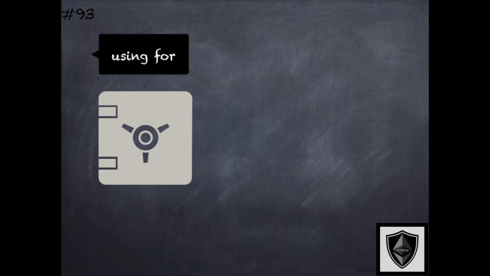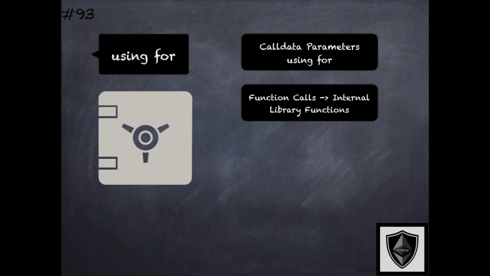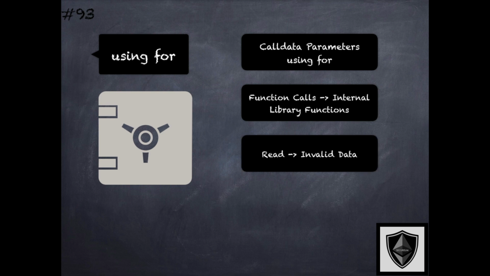There was a compiler bug related to the using for primitive in Solidity. Recall that this primitive is used for calling library functions on specific types used within the smart contract. In this case, the bug was specific to when the parameters used in such function calls were in the calldata portion of the EVM. In such cases, the reading of such parameters would result in invalid data being read.